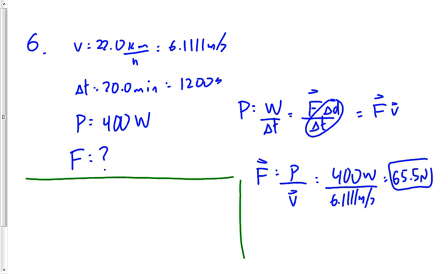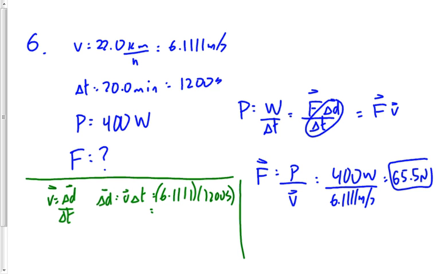Found the displacement. How'd you do that? Okay, good. So V is equal to delta D over delta T. Rearrange that. We get the displacement. It's V times T. That's 6.1111 times the time of 1,200 seconds. And what'd you get for that? Because I don't have that calculated on my answer sheet. 7,332 meters.